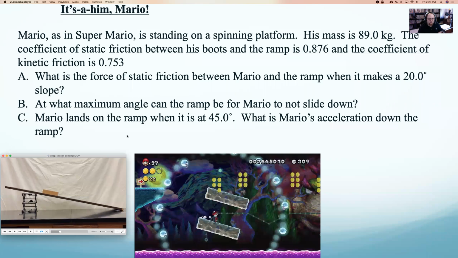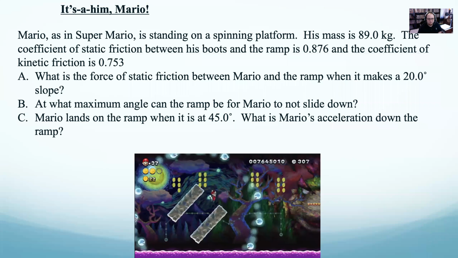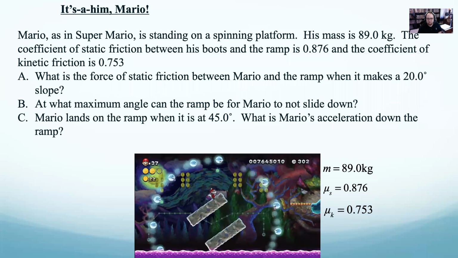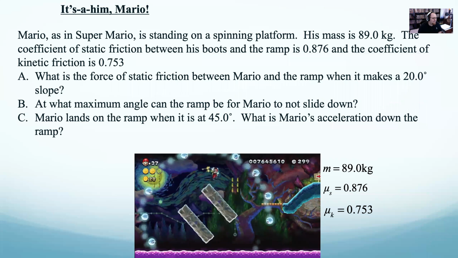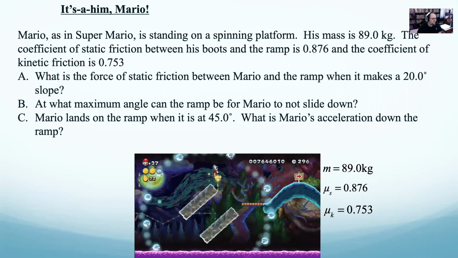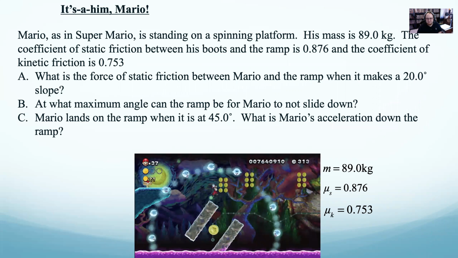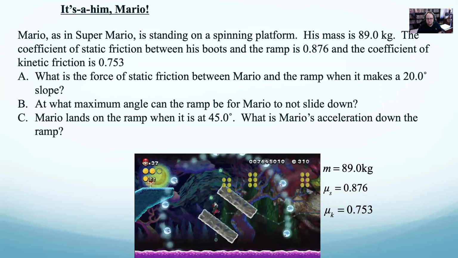So let's look at what we know. We know the mass of Mario. We know the coefficients of friction. And those are all the knowns that are going to be constant. I do know 20 degrees in A and 45 degrees in B, but let's do each part separately. So we're going to come back to those.